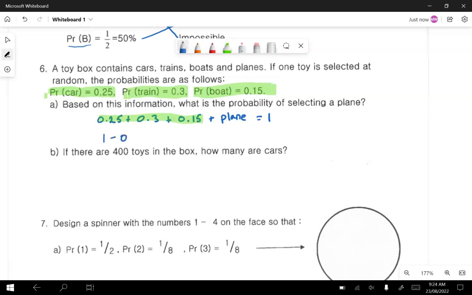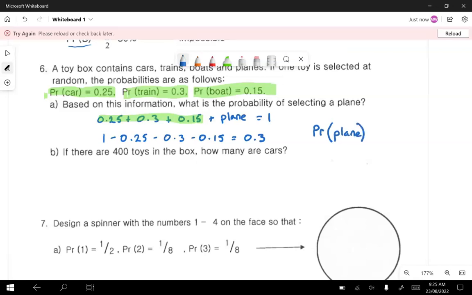1 minus 0.25 minus 0.3 minus 0.15 is going to be the value of the plane. And what we're left with, if we put that into a calculator, is 0.3. So the most correct way of answering this question is that the probability of pulling out a plane is going to be 0.3, which we also know is 30%.